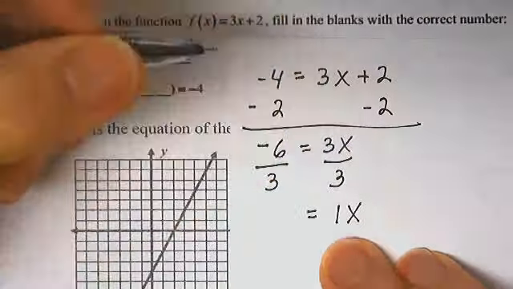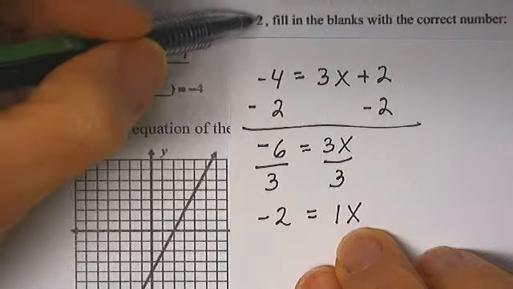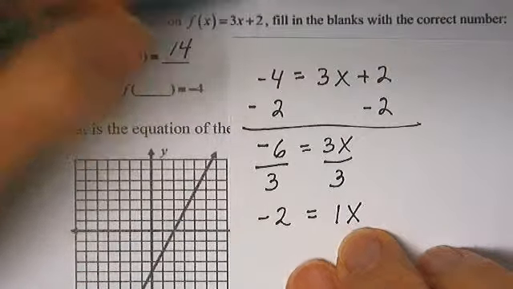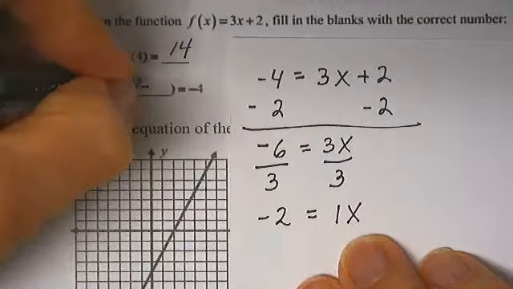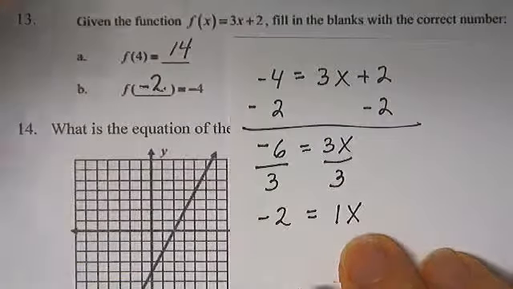If x is -2, is my output -4? Let's see. 3 times -2 is -6, plus 2 is negative 4. So, yep, I am right and I can prove it.